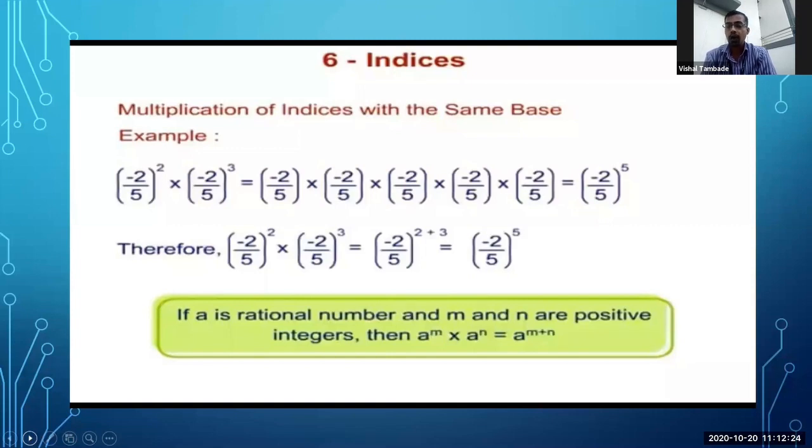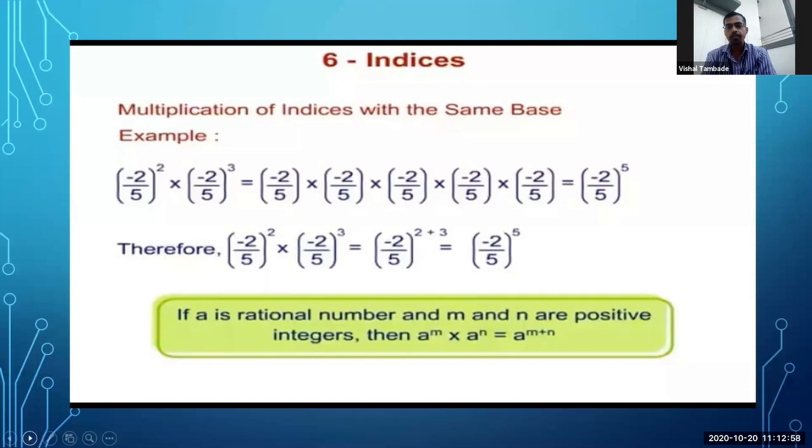In this law, what can you do? You do the operation multiplication. Here the operation is multiplication between two indices. We have to take the base one time, that is a, because in the law a raised to the power m multiplied by a raised to the power n, the base is a. We take base one time, a, and add the power. What is the power? Power is m and n. Means you have to add m plus n. Okay, this is our first law of indices.